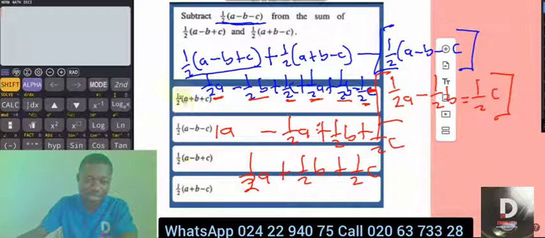Look at the way the answers are provided. The half has been factorized. Even if it's not done, it's common everywhere, so you can factorize outside. So you get half into bracket A plus B plus C. This becomes the final answer. You have it here. That's option A. A is the correct answer. You get it? So simple.